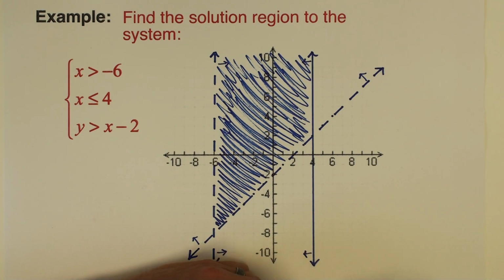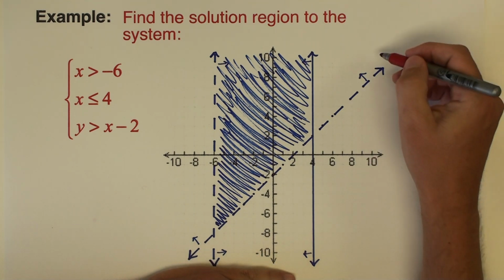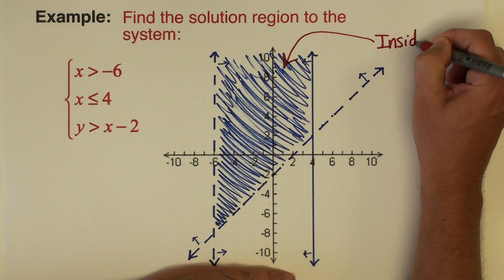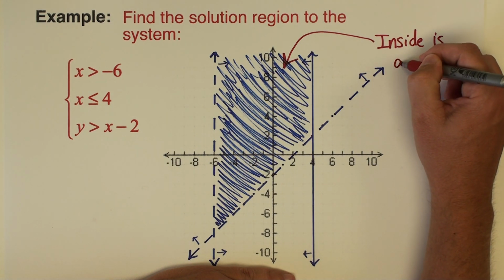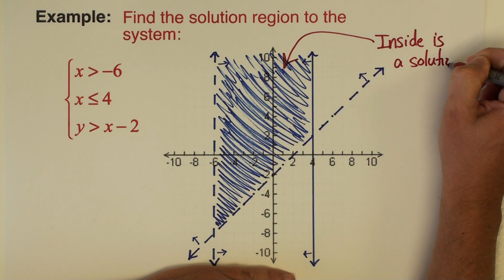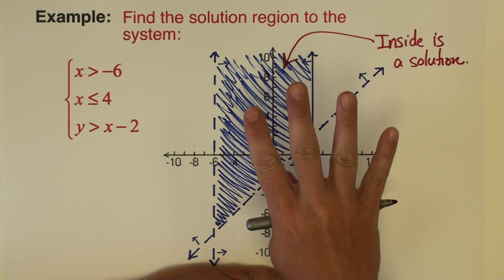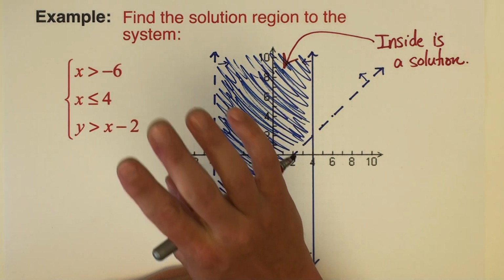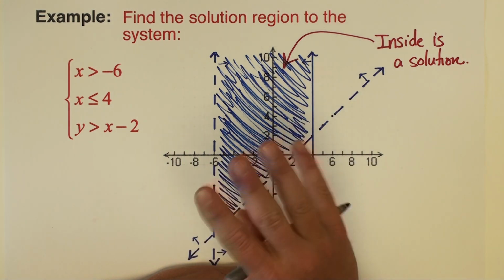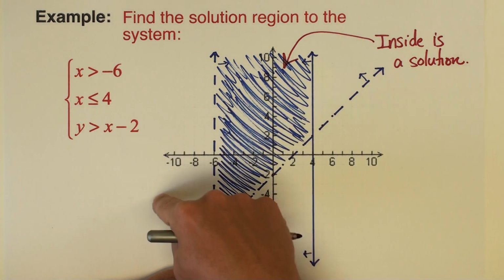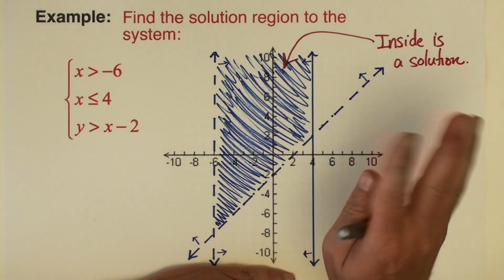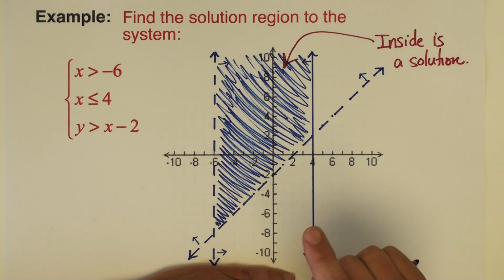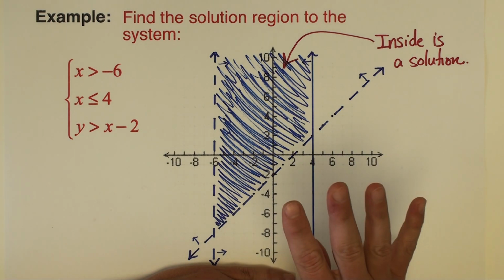Now, we have said already that anything inside is a solution, right? Where all the shading has overlapped. Any point that we're going to pick inside here is a solution to this system over here. That implies then that anything outside where it's not shaded is not a solution. So we got that, right? Where it's shaded, it's a solution. Not shaded, it's not a solution. What about points on the line? We haven't talked about that yet.